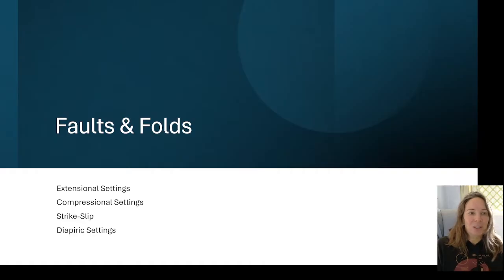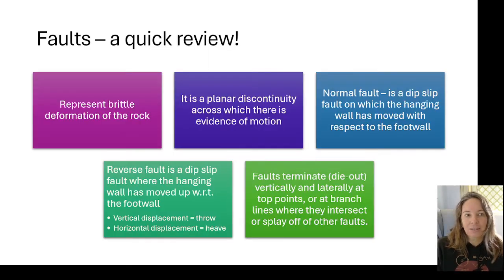Okay, so I'm going to go through these really quickly, from extensional settings, compressional, some strike slip examples, and some diapiric settings. And so just a quick review on faults, just a few basics.